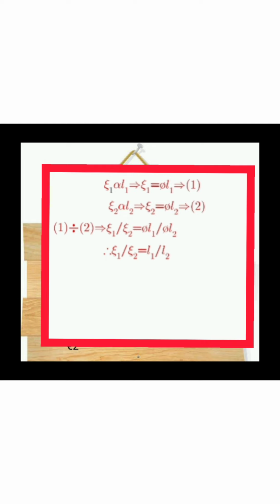According to the first equation, epsilon 1 is equal to phi L1, and epsilon 2 is equal to phi L2. Dividing equation 1 by equation 2, epsilon 1 by epsilon 2 is equal to L1 by L2. So the ratio of EMFs of two cells is equal to the ratio of their balancing lengths L1 and L2. Epsilon 1 by epsilon 2 is equal to L1 by L2.